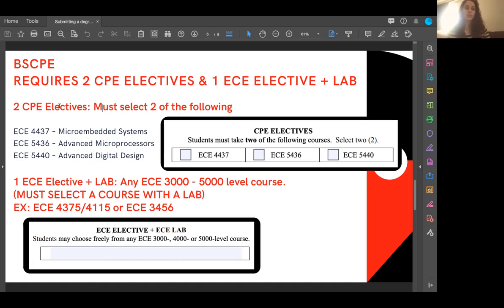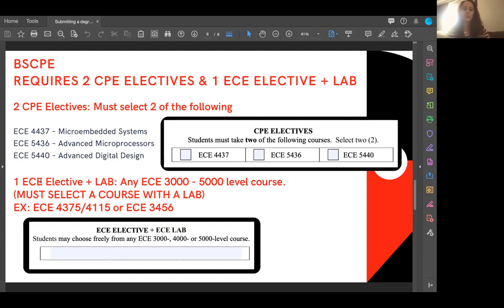Okay. So the 2 CPE electives that you can choose from are these 3 courses: embedded systems, advanced micro P, or advanced digital design. You only need to take 2 since 2 are required. So on your degree plan, you're checking only 2 classes out of those 3.